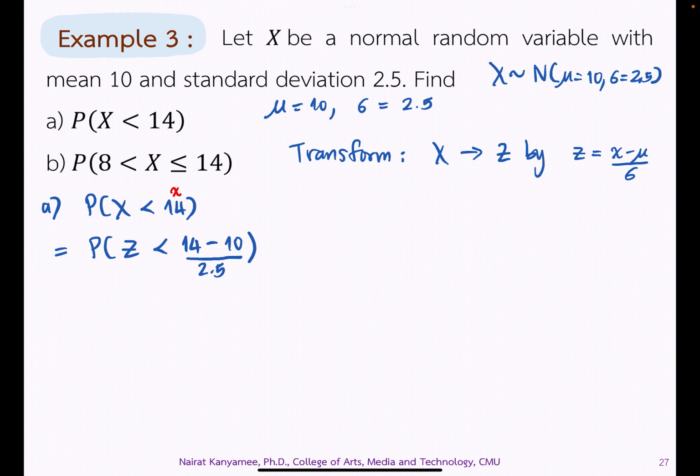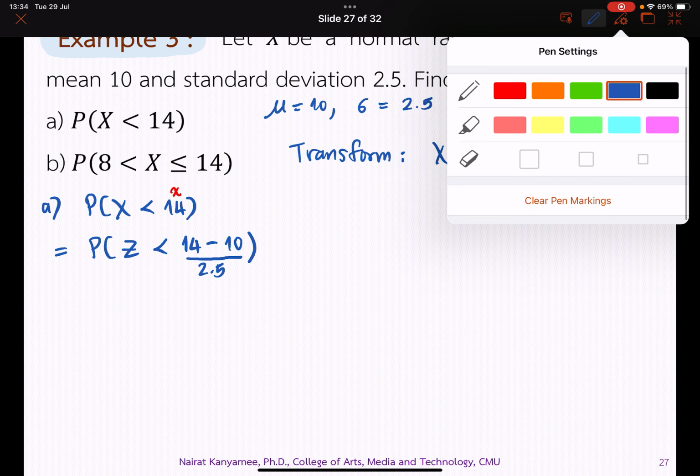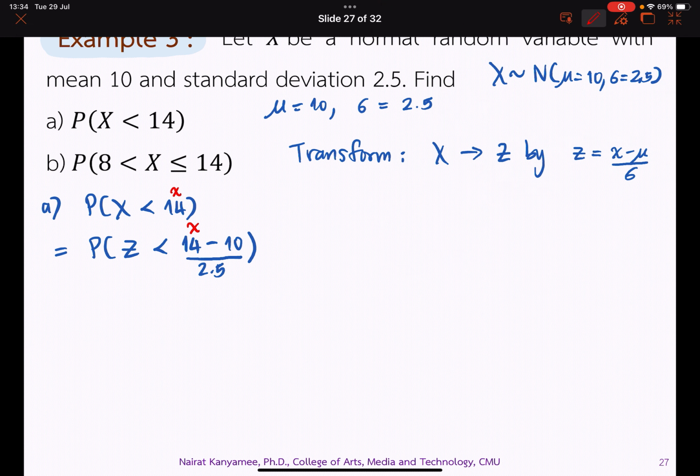So it's going to be P of Z less than (x minus mu) over sigma. This is x, this is mu, and down here is sigma. So if you convert to z, you need to subtract mu from x and divide by sigma to get the z value. Then we calculate this value. From X less than 14, it's going to be Z less than 4 over 2.5, which gives you 1.6.